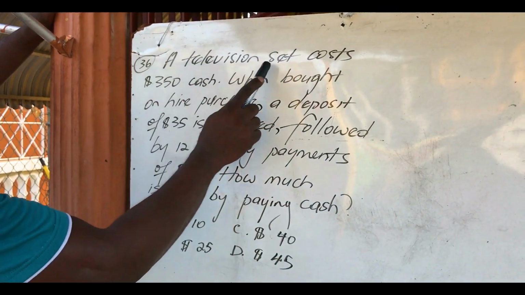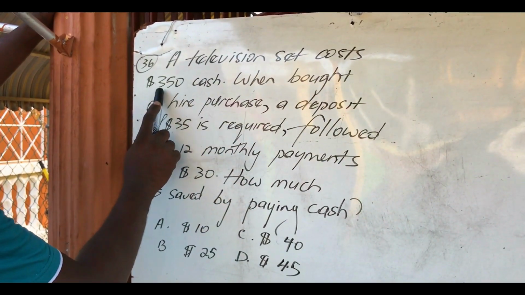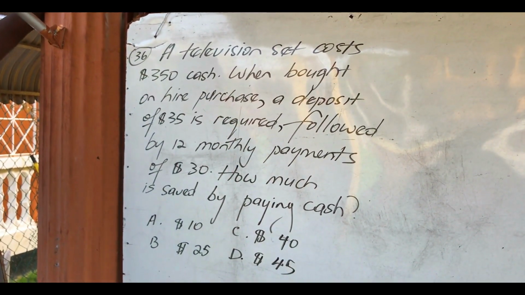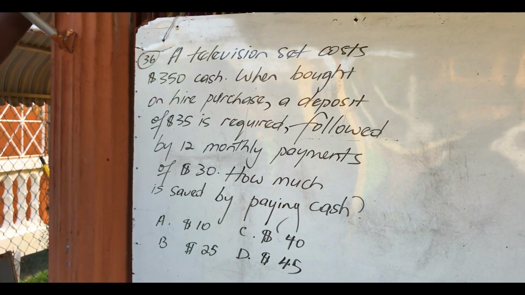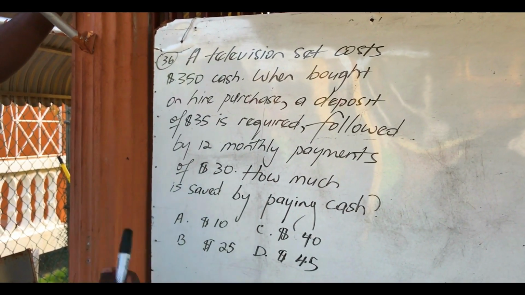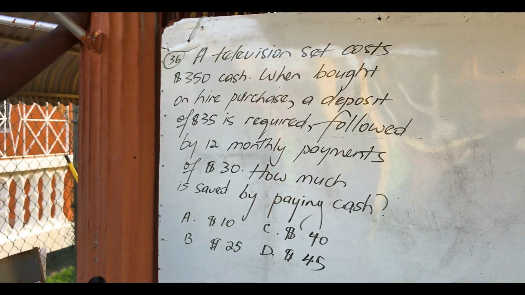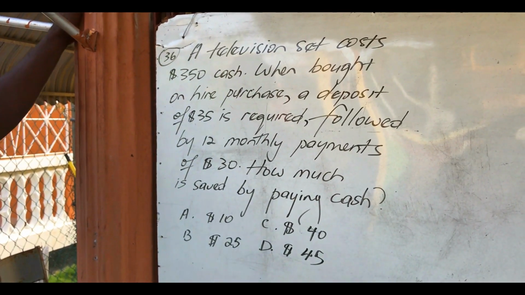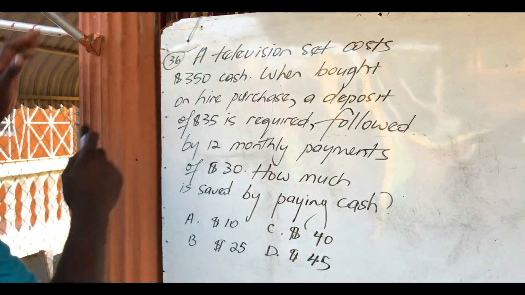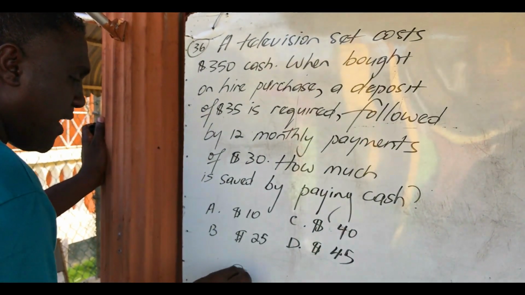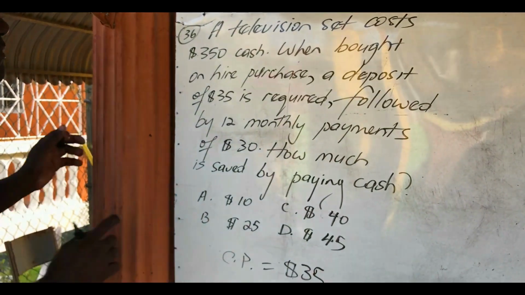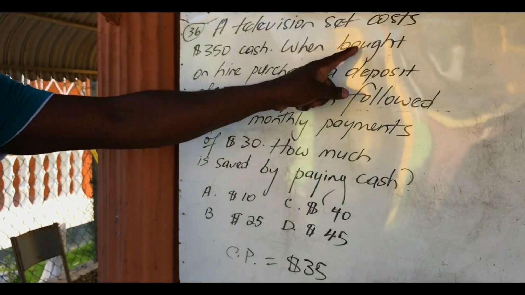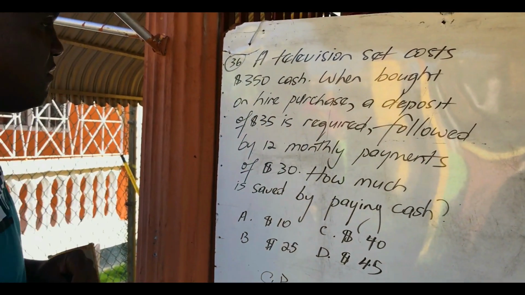Now a television set costs $350 cash. A question of this nature comes quite frequently in exams, and this question comes very often in the multiple choice. A television set costs $350 cash. So immediately write down cash price, CP, equals $350. Right? Speedily. When bought on hire purchase.